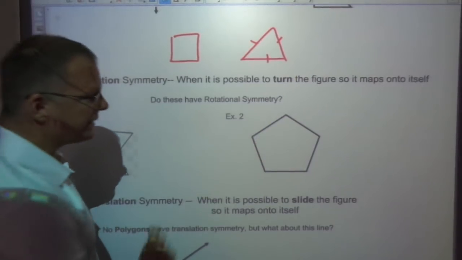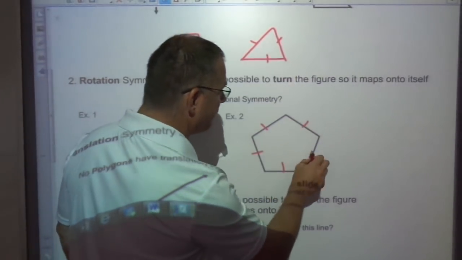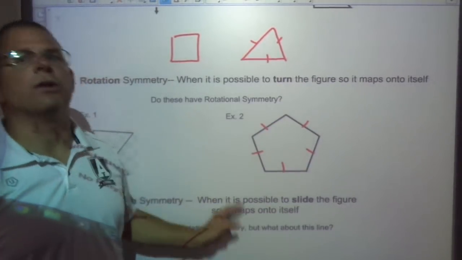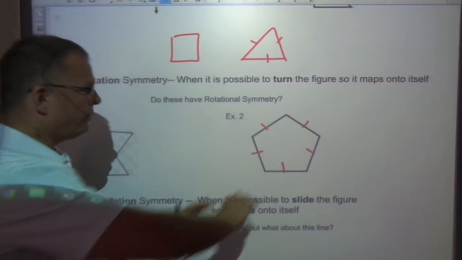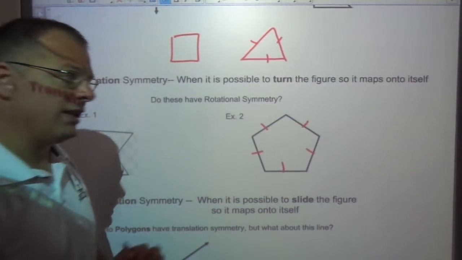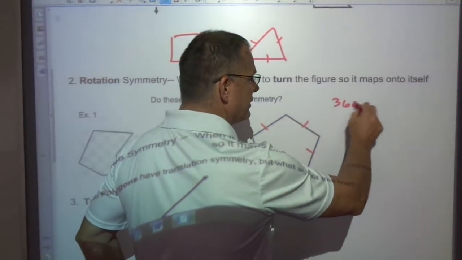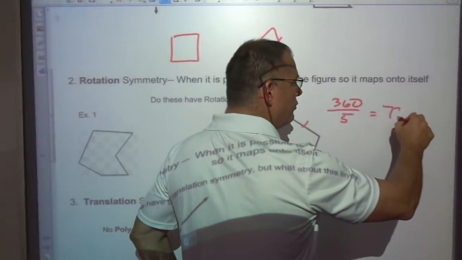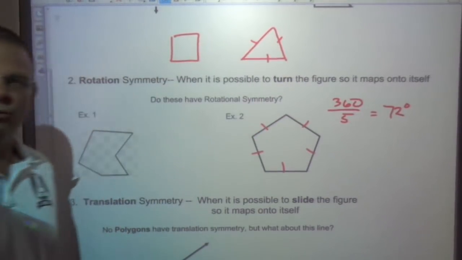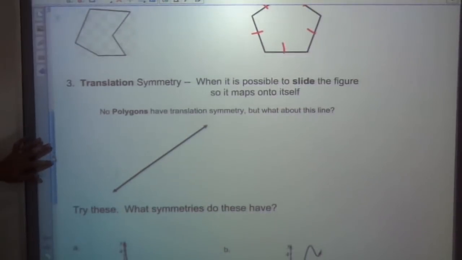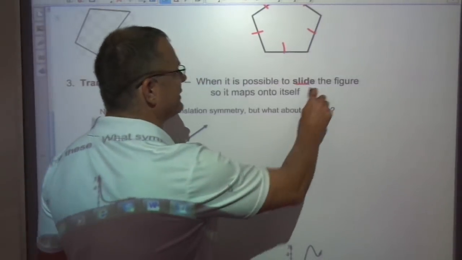However, something like this, 1, 2, 3, 4, 5, five-sided thing is a pentagon. If they're all the same, it's called a regular pentagon. I could twist this 1/5 of the way around, and it would end up being the exact same. So 360 divided by 5, that is 72-degree rotational symmetry.